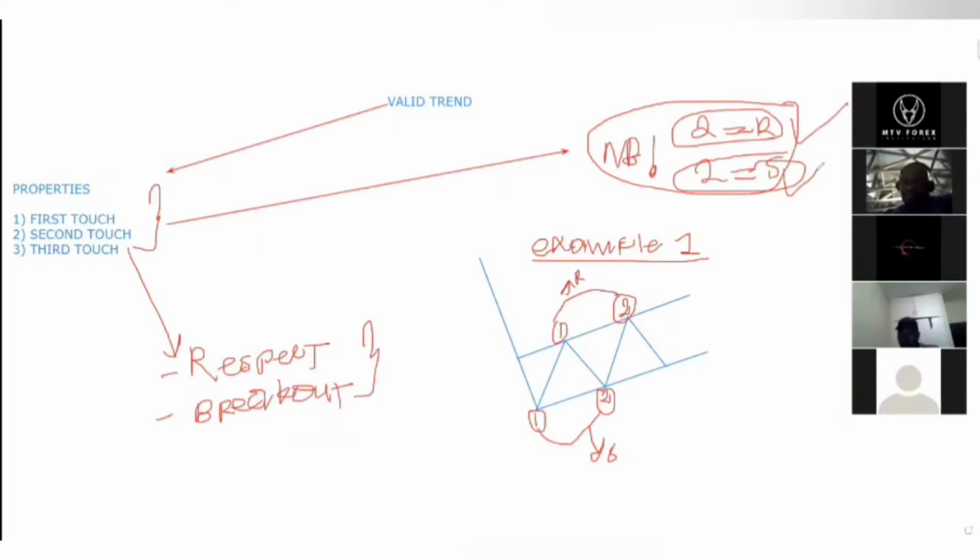Two touches at the resistance, two touches at the support. The third touch of the market here is that the market will do what? Give you a nice, beautiful breakout to the downside or respect, which means the market needs to do what? Buy. Your entry point will only come where? At the third touch, which means you're going to start entering here.